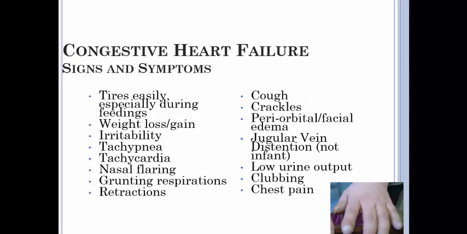Congestive heart failure signs and symptoms: tires easily, especially during feedings, and that's one of the big symptoms you'll see in the infant. Weight loss or gain, irritability, tachypnea, tachycardia, nasal flaring, grunting respirations, retractions, cough, crackles, periorbital or facial edema, jugular vein distension, but you will not see that in the infant. That would be the older child. Low urine output, clubbing, and chest pain.